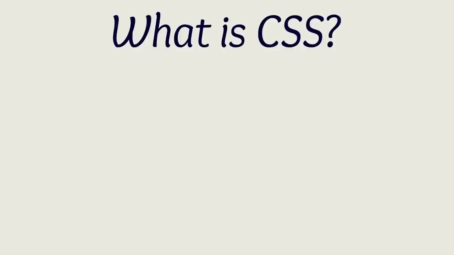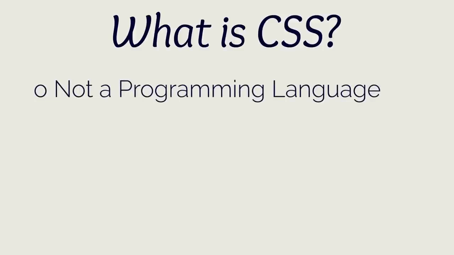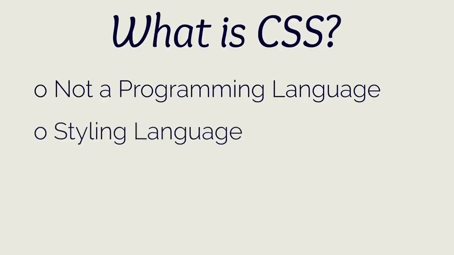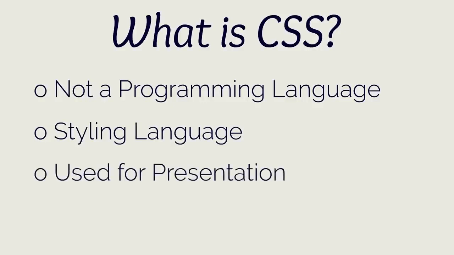what CSS is. A common misconception is that CSS is a programming language, but that is incorrect. CSS is actually a styling language, which is used for modifying the appearance of the content of web pages. Just as HTML is used for the content of web pages, CSS is used for presentation of that content.